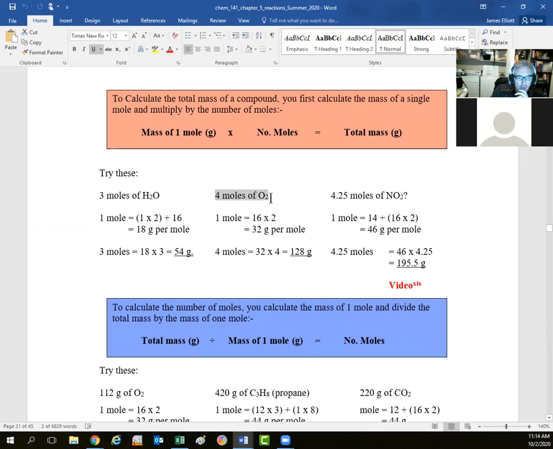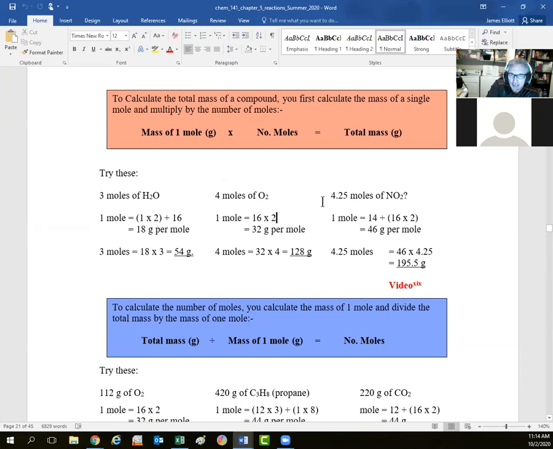4 moles of oxygen gas, remember that's O2, so 1 mole of oxygen molecules would be the 16 times 2, 32 grams. So 32 grams for a mole of oxygen, but 16 grams for a mole of oxygen atoms. And then 4 moles of oxygen molecules, 4 times 32, 128 grams. Hopefully no big surprises there. That's probably similar to things you've done in high school chemistry.